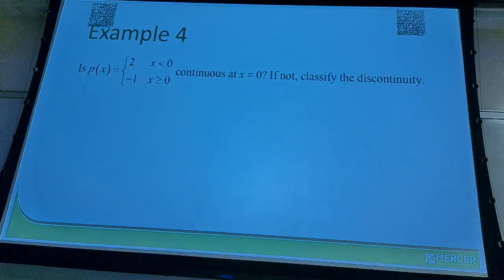Well, that's an easy one. Is this function continuous? It's not. Nope. Not continuous. Which condition does it fail? 2. Limit doesn't exist.